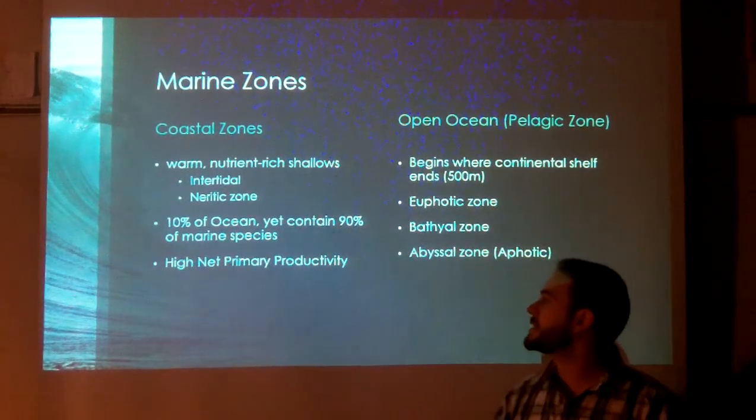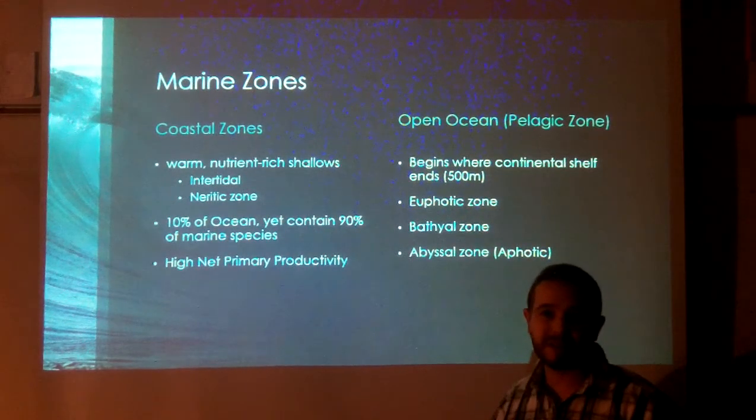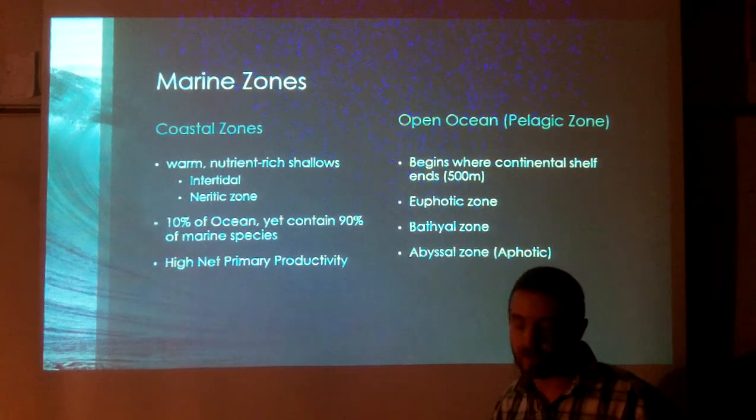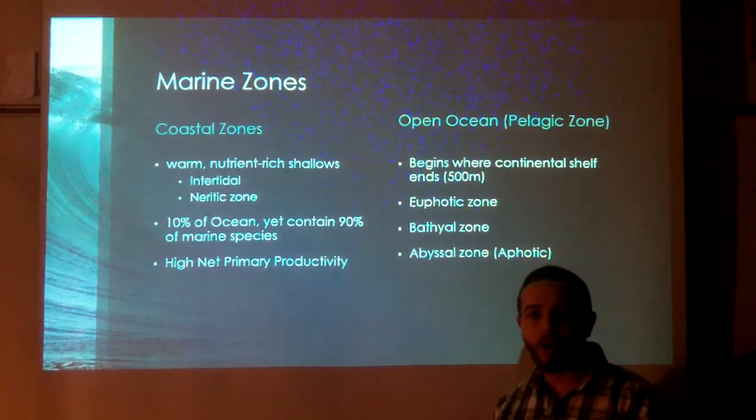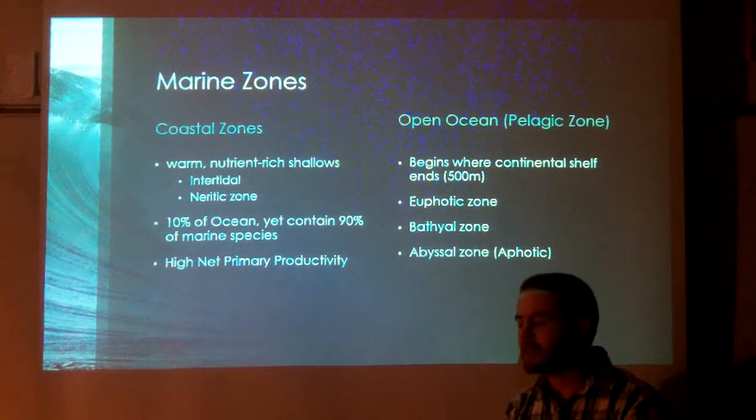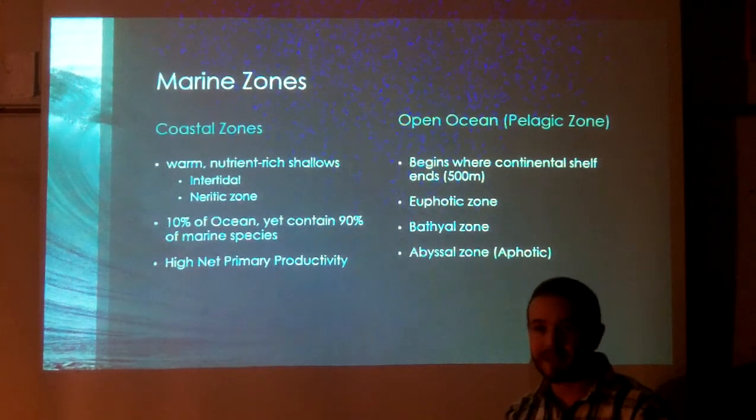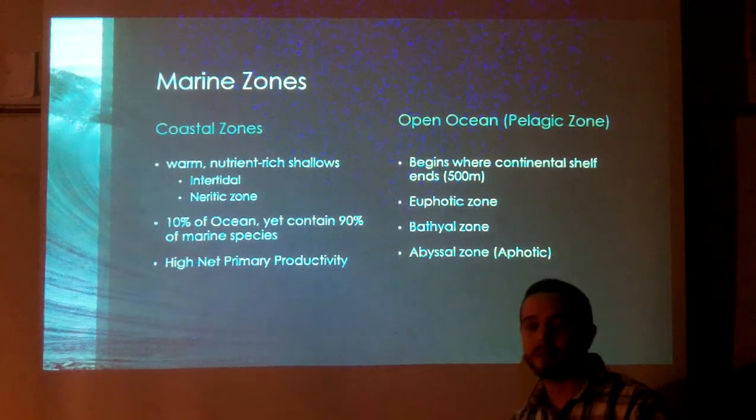So what's important about the neritic zone? 10% of the ocean is part of this coastline, just 10%. The other 90% is considered part of that open ocean zone. However, 90% of marine species live all or part of their life in this coastal zone. So it is of utmost importance that we protect this zone and the different habitats that are there, of which coral reefs are a very important part, and we'll get to coral in a couple more lectures.